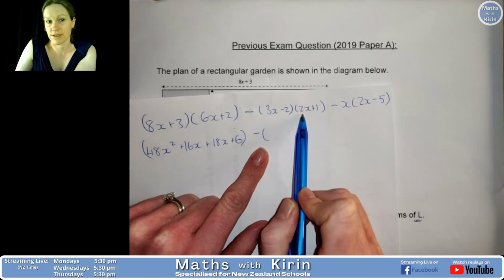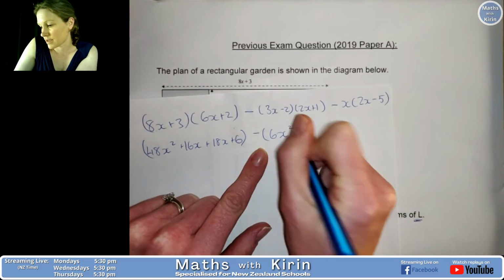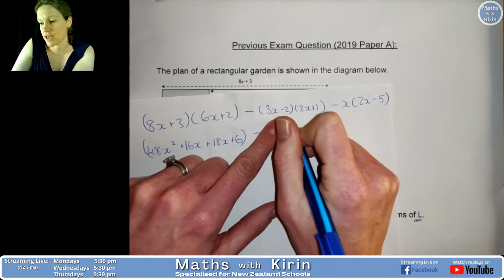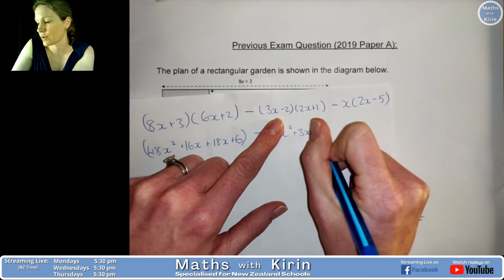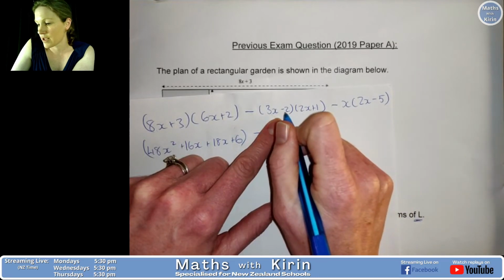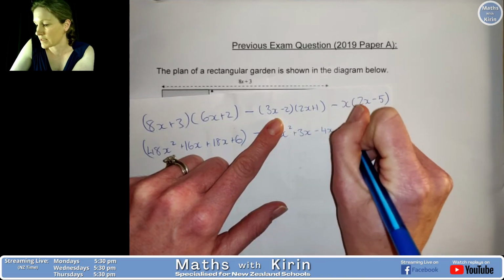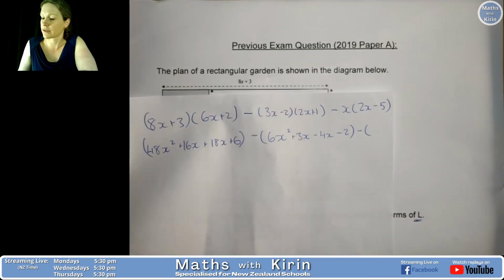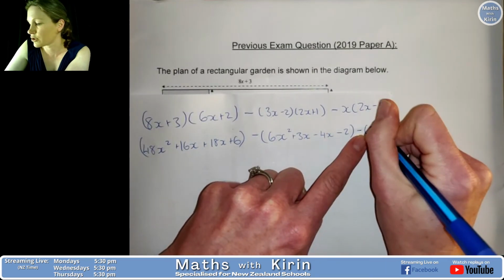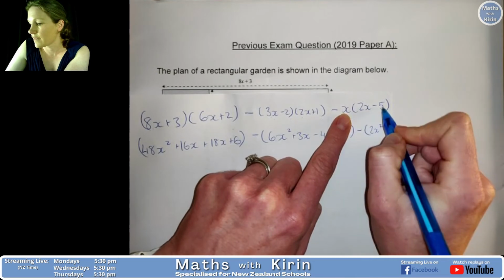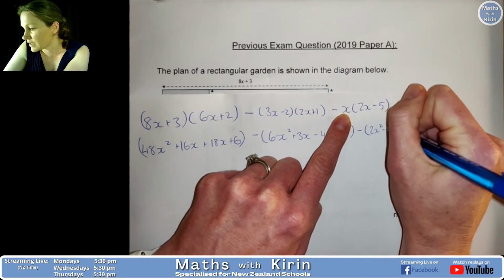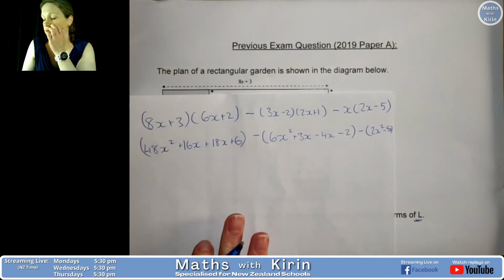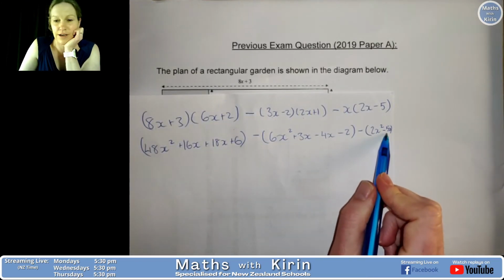So 3x times 2x is 6x squared. 3x times 1 gives us 3x. Negative 2 times 2x is negative 4x. And then negative 2 times 1 is negative 2. And we're also going to subtract, I'm going to try and fit this in here, x times 2x is 2x squared. And then x times negative 5 is negative 5x. I have not done a good job of fitting that in, I'm sorry. That does say negative 5x.